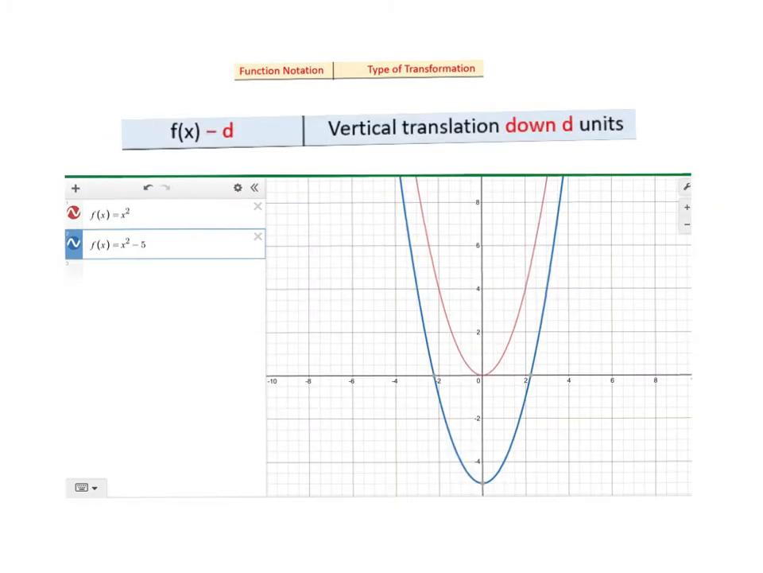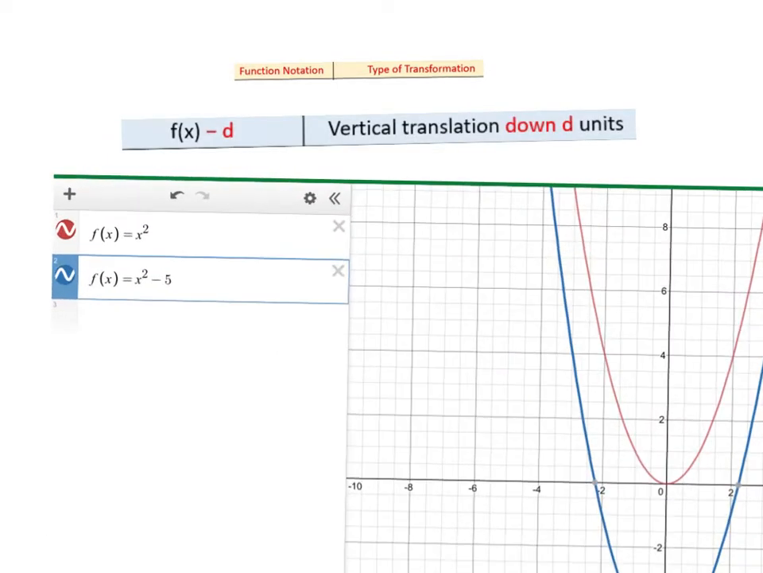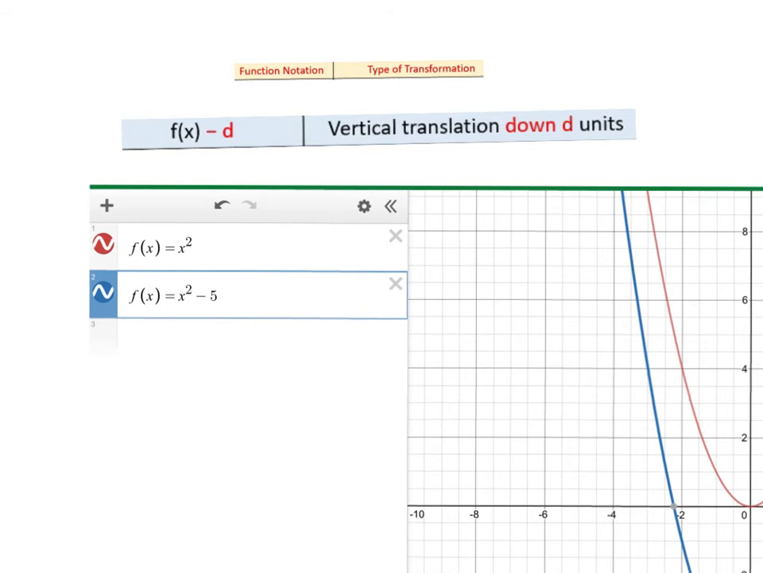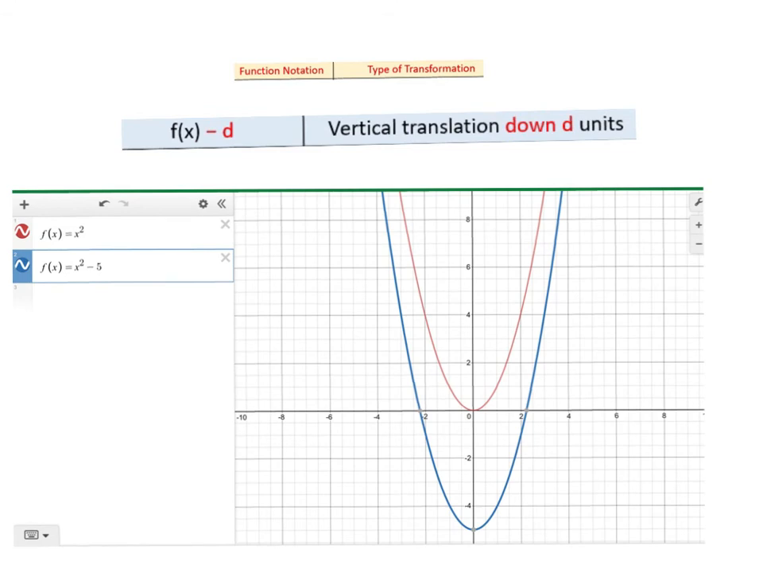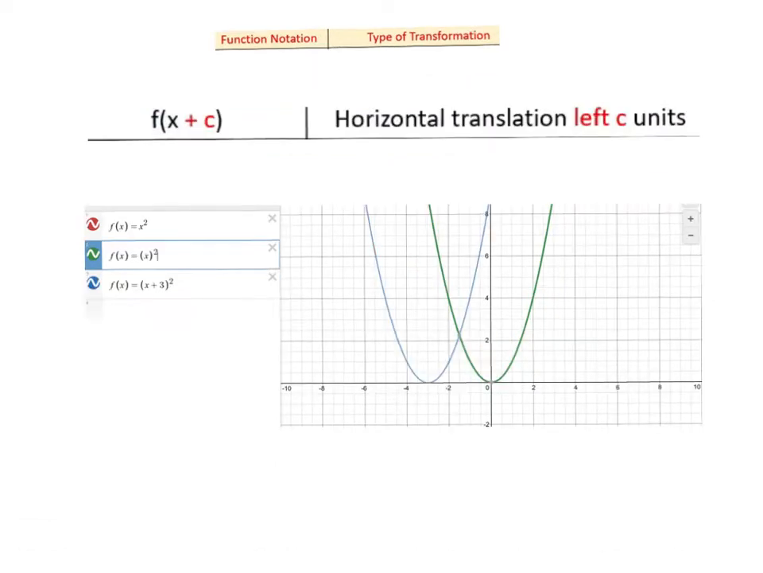All right, let's take a look at this one. So again, let me zoom in here. We have our function f of x equals x squared, or y equals x squared. And now we say y equals x squared minus 5. So we're just subtracting 5 units outside of the parentheses. So again, if we take a look, from our original in red, we just shift 5 units down. All right, now let's move on.